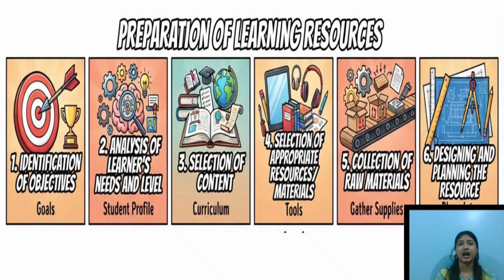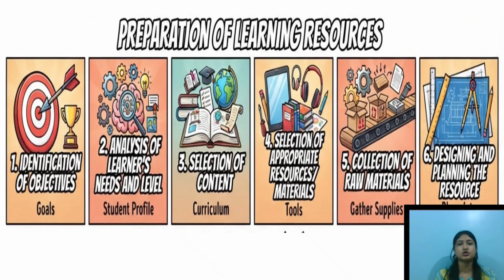We should think how this learning resource will help the student and how easily we can make it so that it is understood by the students. Selection of content. The learning resources should have content that is not very confusing and not complex. It is very much from the text that is being taught, and very attractive, so that it creates curiosity and interest among students. Selection of appropriate resources and materials.